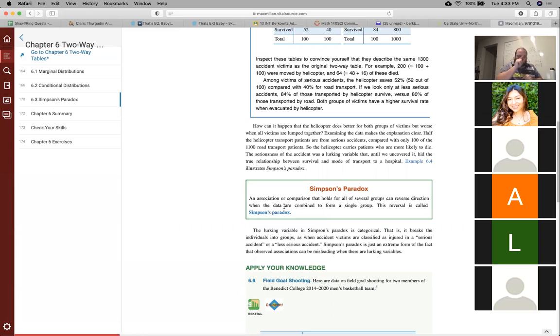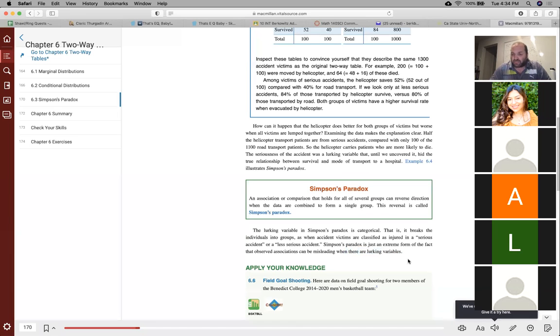Okay. If you look at them separately, group by group, some kind of association or comparison or pattern holds. But when you lump them all together, it flips to the other one. That is Simpson's paradox. It breaks the individuals into groups, right? Each group might have one pattern, but if you lump them together, you get exactly the opposite pattern. And as you were saying, why does this happen? Because there could be lurking variables behind the scene that we're not considering.